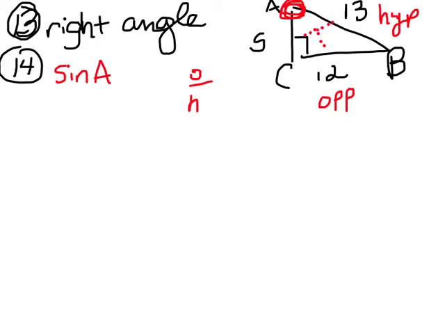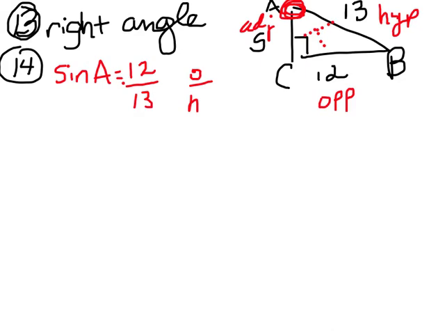So what is the side that says 5? What does it have to be? Adjacent. Adjacent, okay. So now if I want that fraction, the opposite side was 12 and the hypotenuse was 13. That's what the sine fraction is.